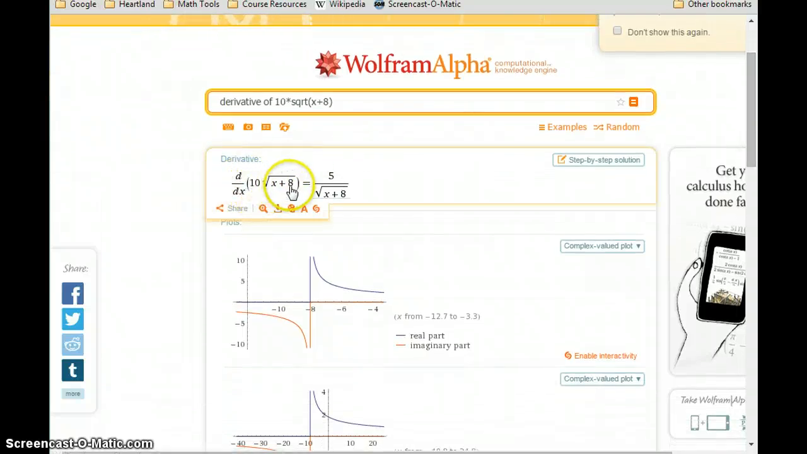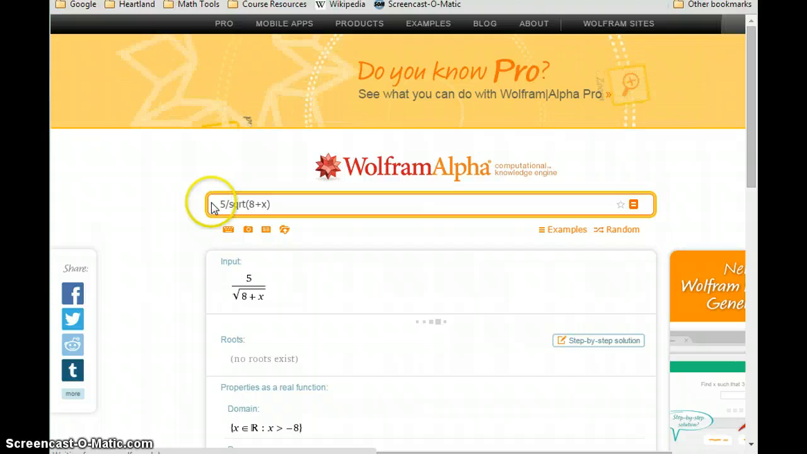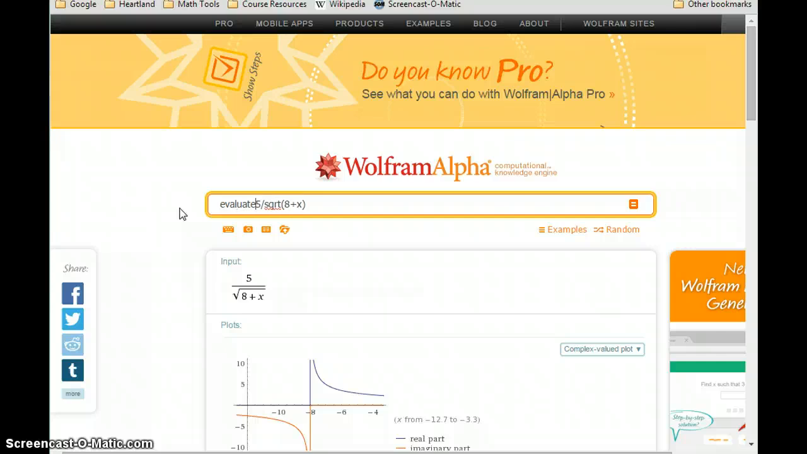Again, we want to check what the input is here. Wolfram Alpha is using this d over dx notation, which is another type of notation to represent the derivative. So we're taking the derivative of this function, which looks like what we want it to look like, and we get a result of 5 over the square root of x plus 8. Again, I can just click on this output to bring that result into our entry box here, which saves me the trouble of rewriting 5 divided by the square root of x plus 8. And I can say, again, evaluate this function for x equals 4.